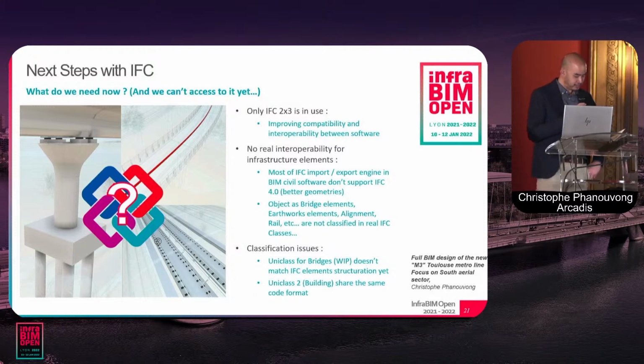and so we have made some compromises on the project. We noticed also that Uniclass 2 and Uniclass for bridges share the same codes on the project. So for example, an element in a building has the same code as in the bridges, which can make it difficult to have a good structure of the project, because we also have some buildings like stations, like an upper ground station, and so they share the same classification. So it's still difficult.